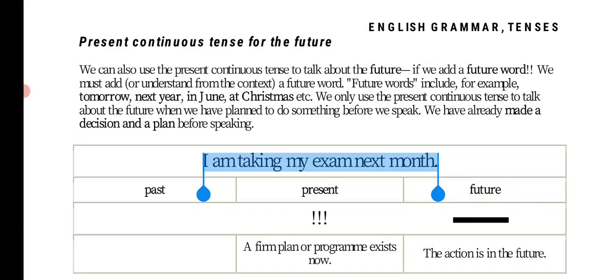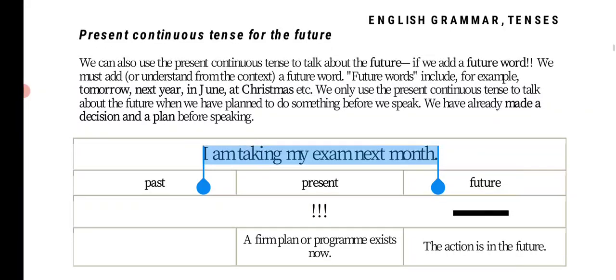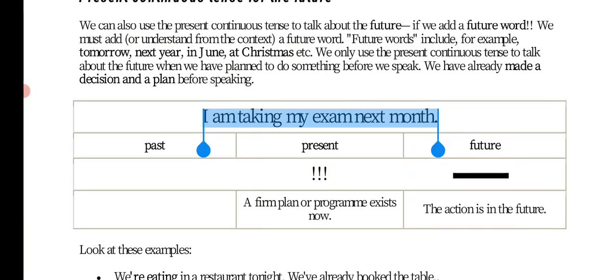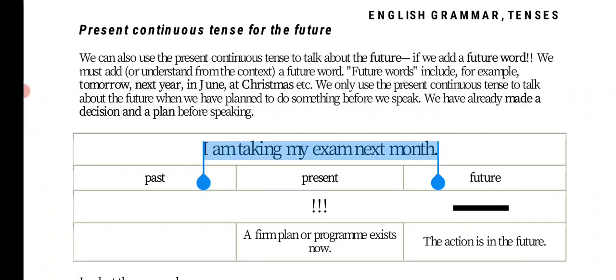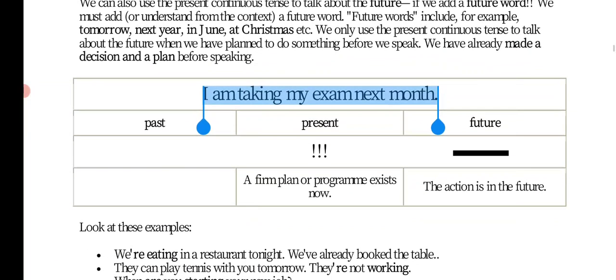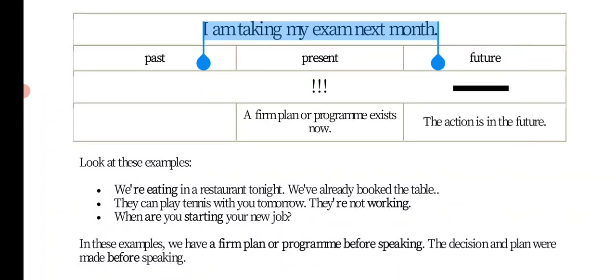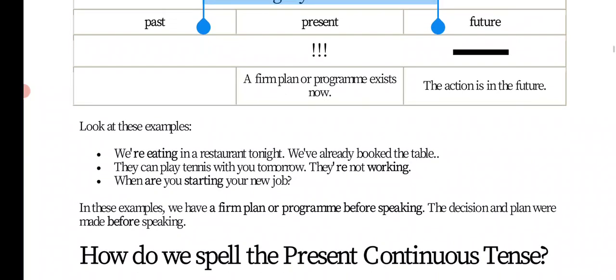I'm taking my exam in June at Christmas. So you have to use these future words in order to let your sentence of present continuous tense denote future. A firm plan or program, right? We are eating in a restaurant tonight. We are eating in a restaurant tonight means we'll eat tonight. Future. And which tense have we used?